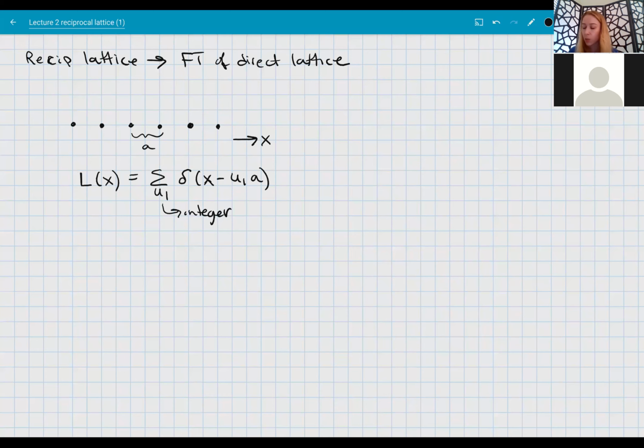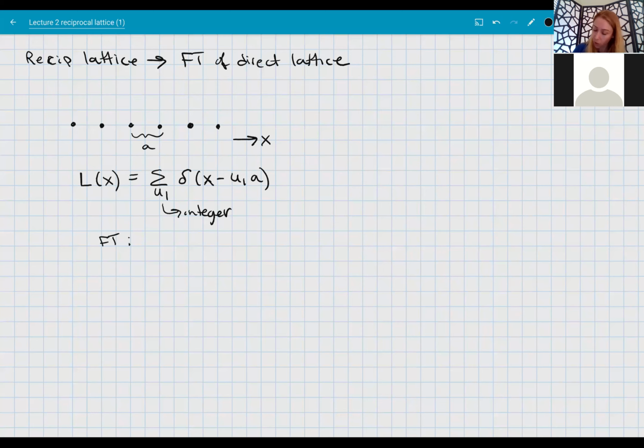And basically what this equation says is that it just describes our lattice as a line of delta functions separated by spacing a. So we can write the Fourier transform of this object, and we're going to write it in a standard way.